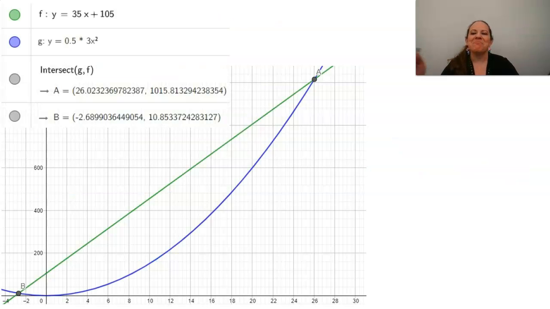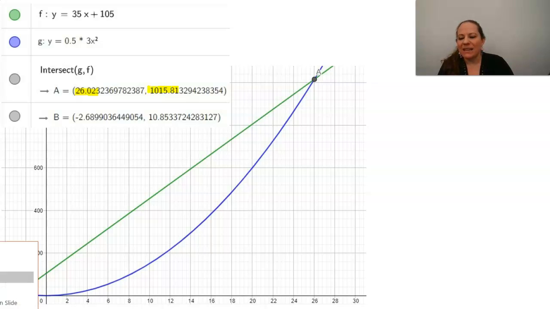And GeoGebra says 26 seconds, 1,015.81 meters. Again, same thing that we had before. I rounded, GeoGebra didn't. That's why we got that little bit of extra. And notice that once again, oops, I need the pen tool back, not the highlighter. There is this extraneous solution that we will disregard because it's before our patrol car ever started. And then this one up here is the one that we want.